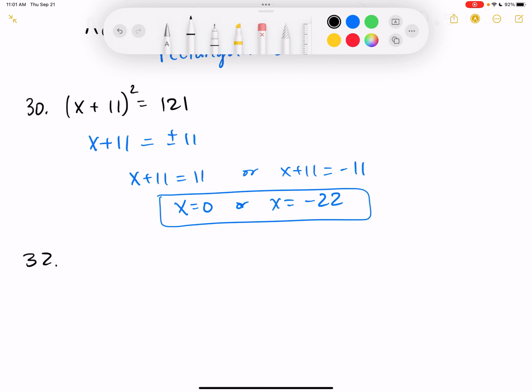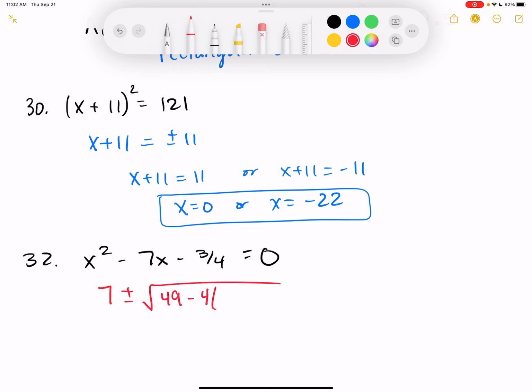32, x squared minus 7x minus 3/4 equals 0. And if you want to change the 3/4 to 0.75 for the sake of putting it in the quadratic formula, that's fine. All right, so negative b, so it's positive 7, plus or minus the square root of b squared, so 49 minus 4 times a is 1 times c is negative 3/4, all over 2a, so it's just 2.